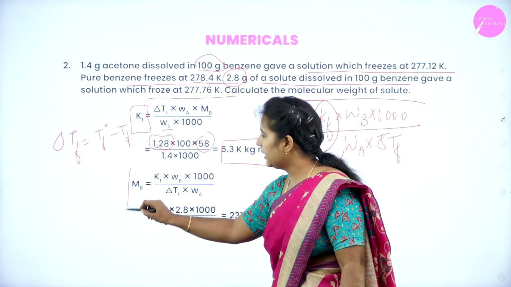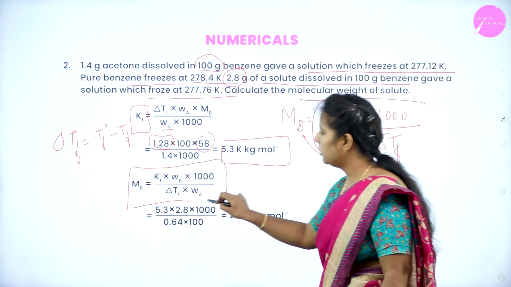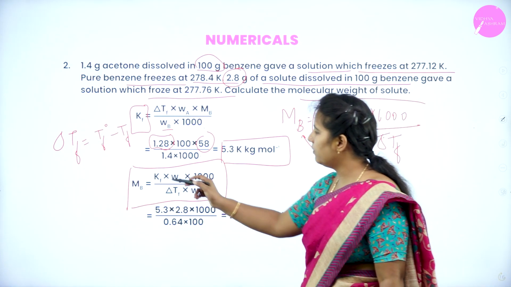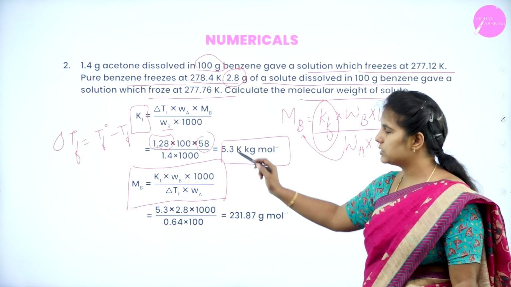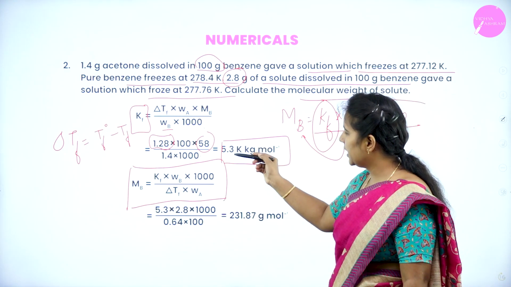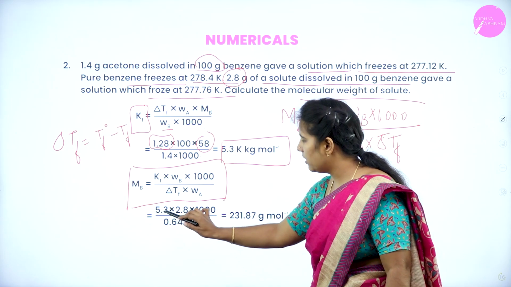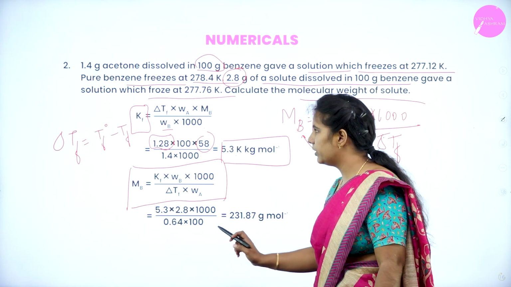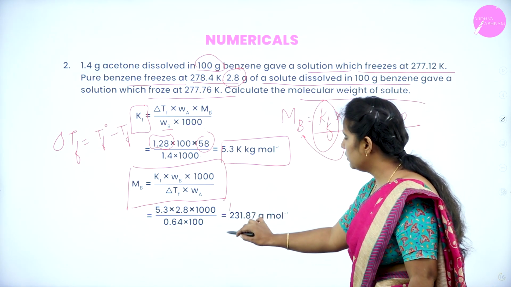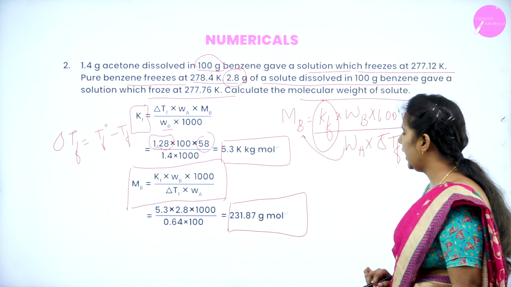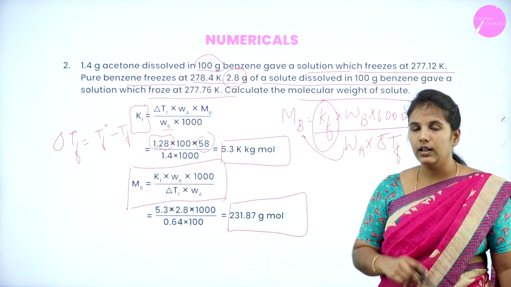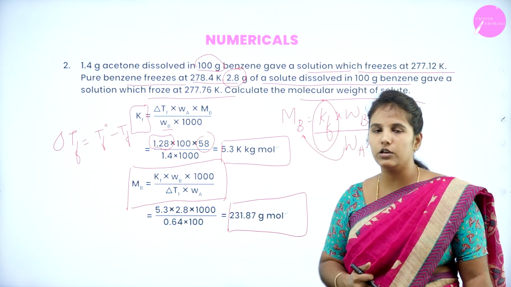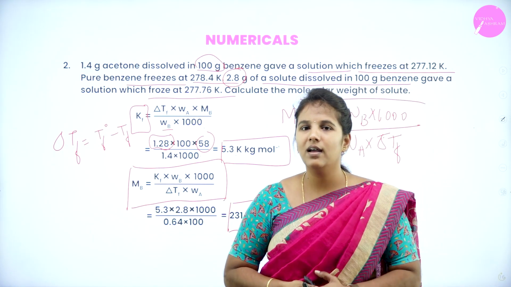Next, in order to calculate the molecular mass or molar mass of the solute, we will use the same equation because now we know the Kf value, right? So as we calculated now, if you substitute the Kf value in this equation, you will get 5.3 into 2.8 into 1000 divided by 0.64 into 100. So you will get 531.8 gram per mole. This is how, even without the Kf value given, we can calculate the molecular mass of the solute by rearranging the equation.